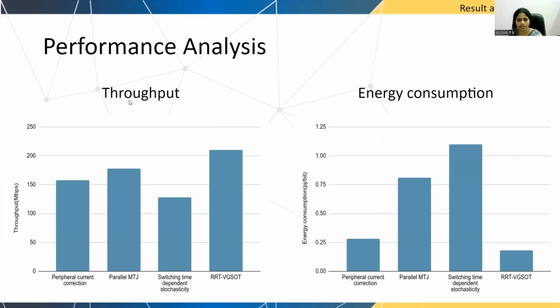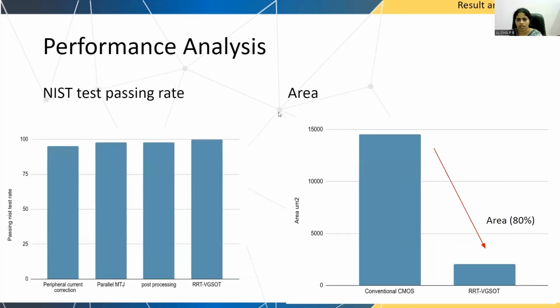Performance analysis. First we look at throughput. Here we can see RRT VGSOT has a 20% improvement in throughput compared to previous TRNG designs. Next is energy consumption per bit. Here we can see on average a 33% reduction in energy consumption in the case of RRT VGSOT compared to previous technologies. So the NIST test passing rate is 100% in the case of RRT VGSOT.